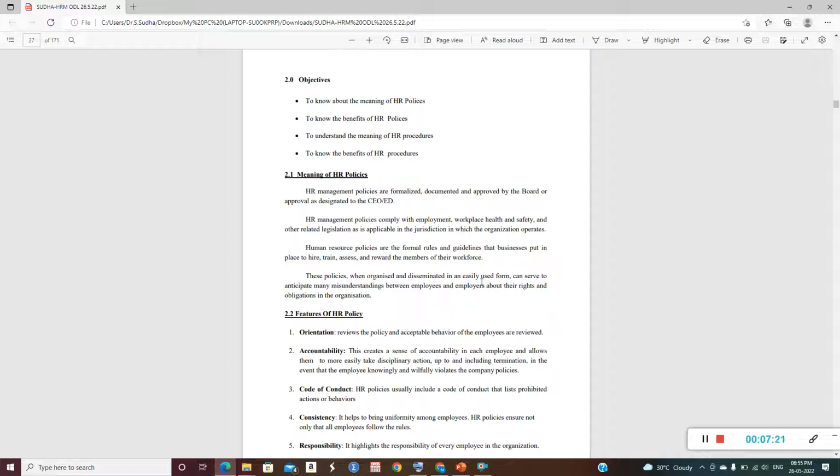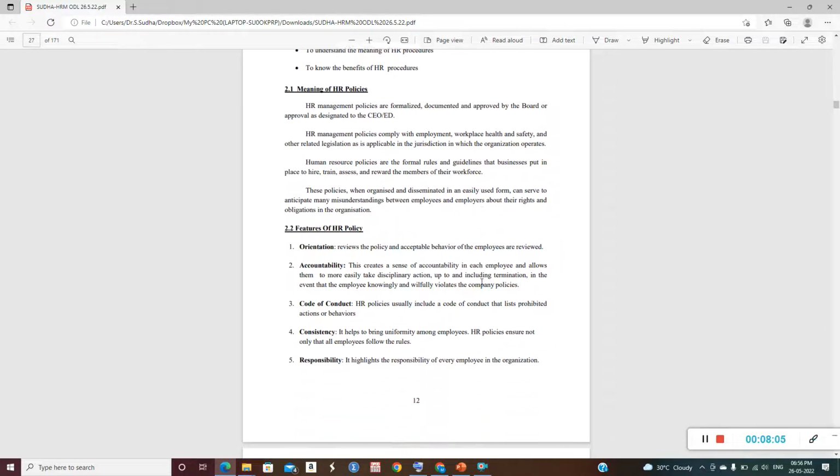Okay, so when you talk about the policies, when organized and disseminated, they should be easily understandable. These policies should be updated by the organization and circulated to all the people. Because a lot of misunderstandings can be anticipated, as each one will not understand the same things the same way, they will have their own way of understanding, so a lot of clarity has to be provided. And the employers should notify employees regarding their rights and obligations in the organization. Then the features of HR policy.